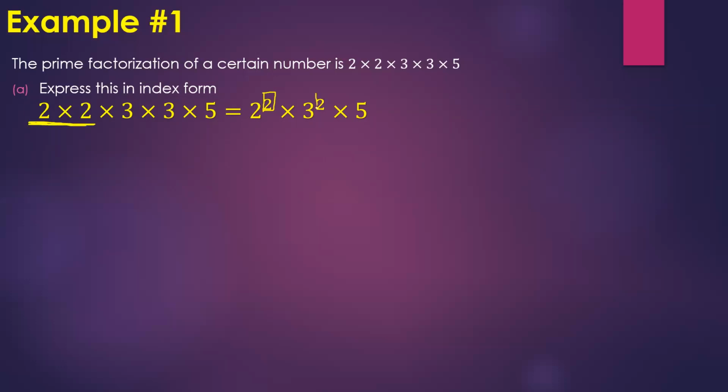And what does this 2 tell you? The number of 3's. Very good. There are 2 3's. And we don't have any number on top of this, so it's to the power of 1. And what does that mean? There is 1 5. Good. So the exponents tell you how many of each number you have.